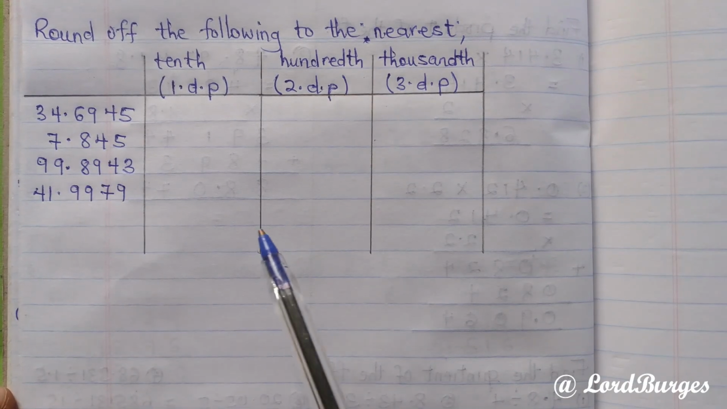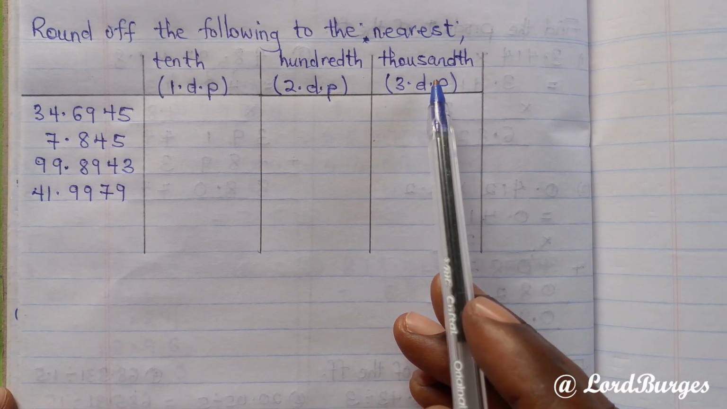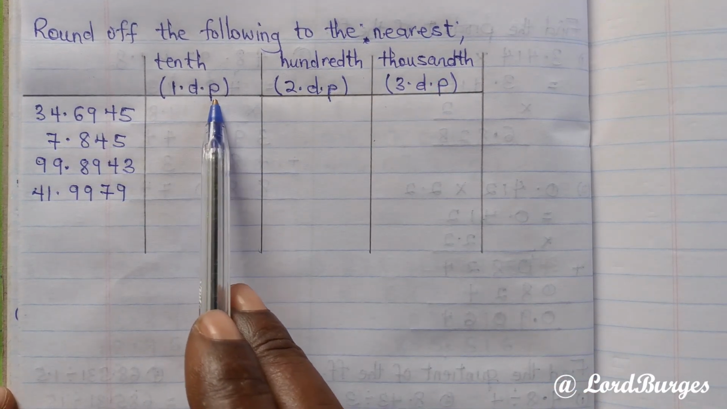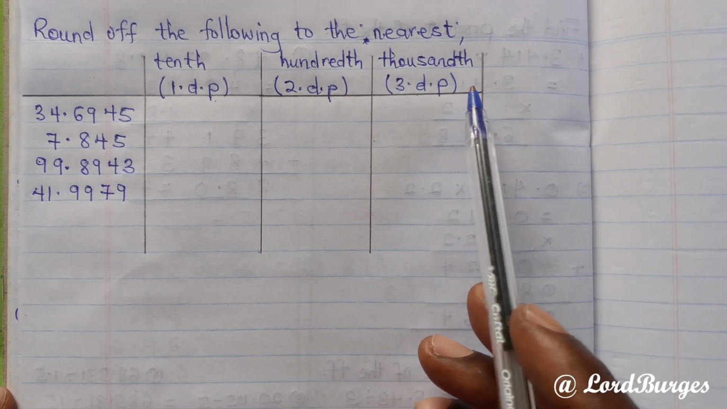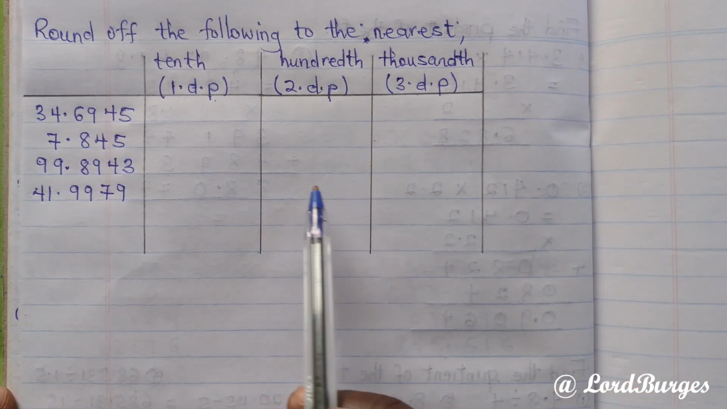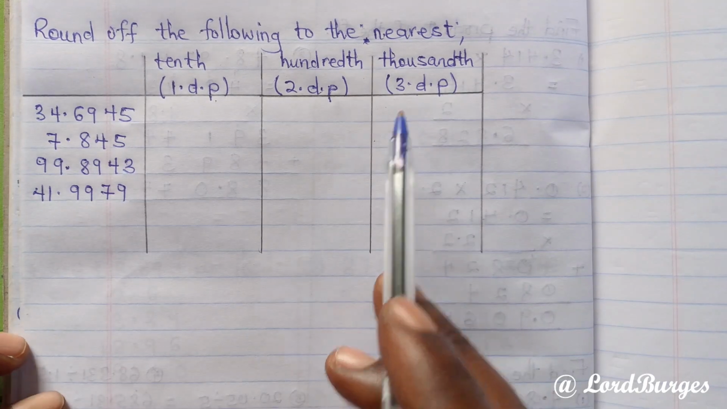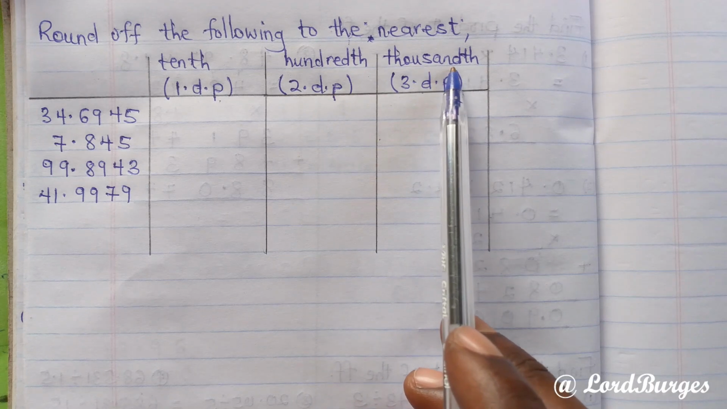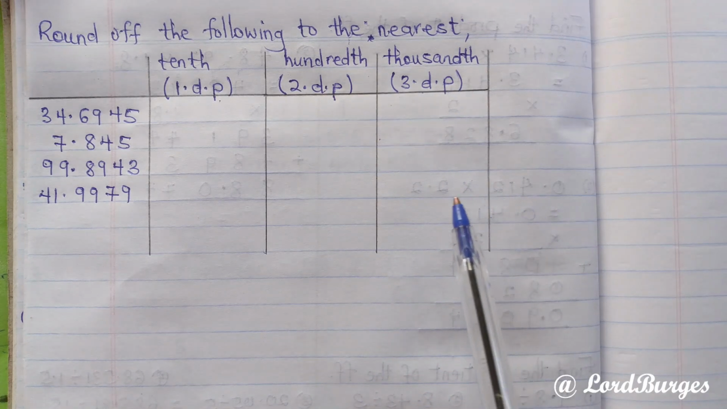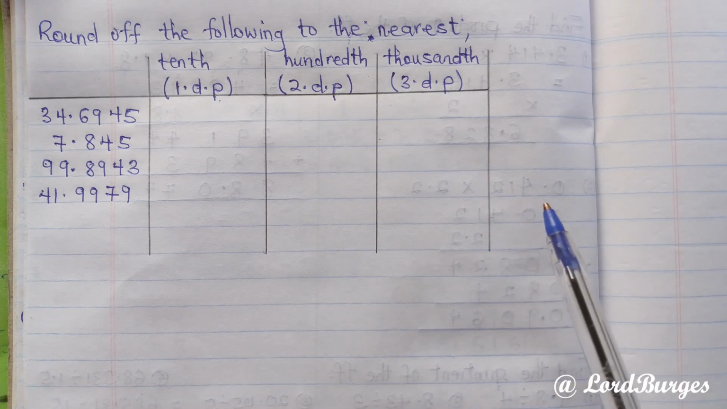Rounding off numbers to the nearest 10, 100, and 1000. That is 1 decimal place, 2 decimal places, and 3 decimal places. It can continue, but we are taking the 1, 2, 3 decimal places. Sometimes you will see 10, 100, and 1000 in some of the books. Others will also write 1 decimal place, 2 decimal places, or 3 decimal places.